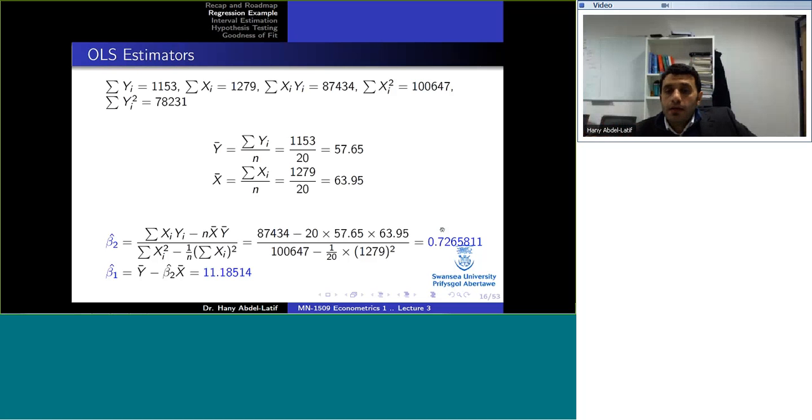Then you use the formula for beta 1 hat, which is y bar minus beta 2 hat times x bar, and this will give you a value for beta 1 hat. So now we have the two values. We used the OLS estimator formulas to obtain the values for beta 1 hat and beta 2 hat.